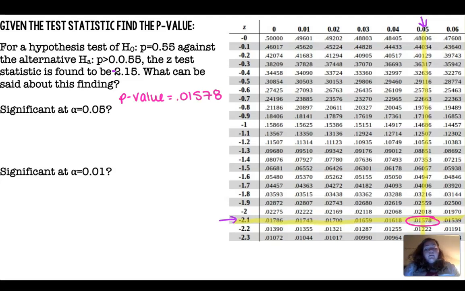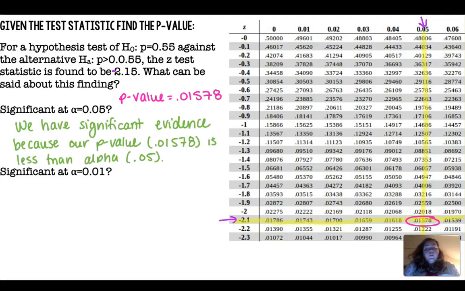Would that be significant at an alpha value of 0.05? In order to be significant, it has to be less than the alpha value. So we do have significant evidence. This would be significant because our p-value of 0.01578 is less than our alpha value of 0.05.